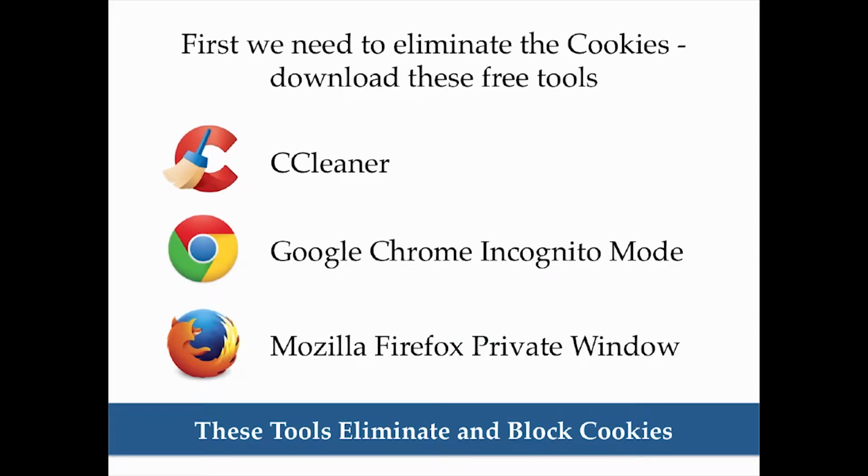First, we need to eliminate and block cookies. In order to do this, we first need to download some free software. So first is CCleaner. That's the software that's going to be used to clean out all your cookies. After that, you want to download either Google Chrome or Mozilla Firefox. Both of those browsers have what they call incognito mode or private window mode. Those modes allow you to browse Craigslist without taking in any of the cookies.